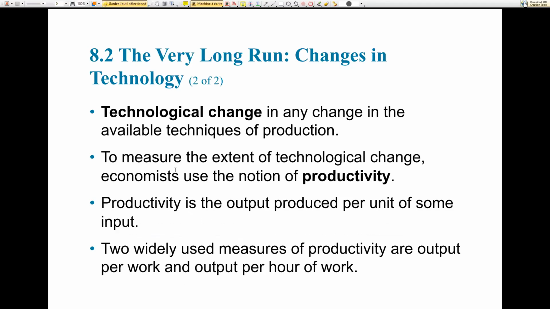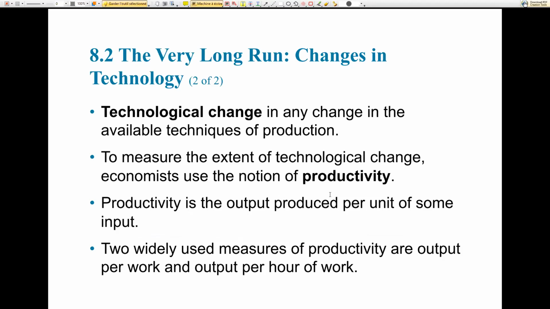So technological change is any change in the available technique of production. So we're not saying anything. It's like a black box. The engineers see what's available to us, then economists or a firm manager, they decide then what to do with it.